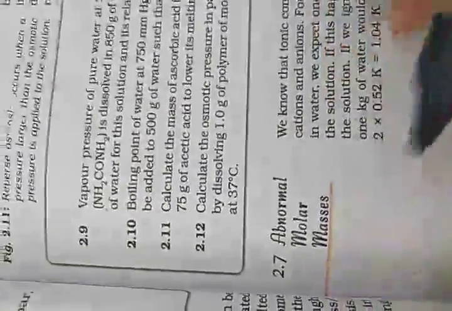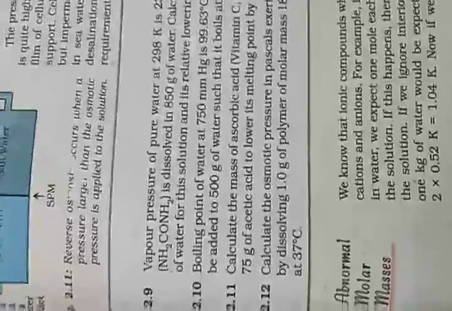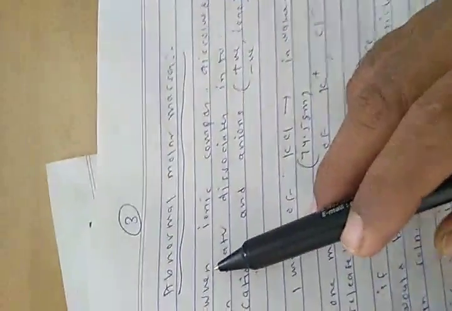Now our next topic is on page number 57. What is 2.7? Abnormal molar masses. Okay. I am teaching you. See, when ionic compounds are dissolved in water, they dissociate into cations and anions. If I give you an example, like here in the book, it is given KCl. If NaCl, then it is converted into Na positive and Cl negative.